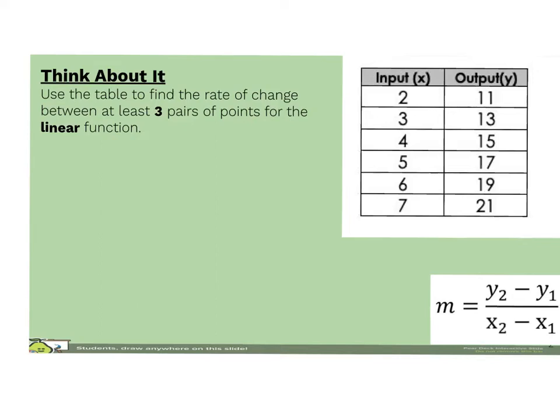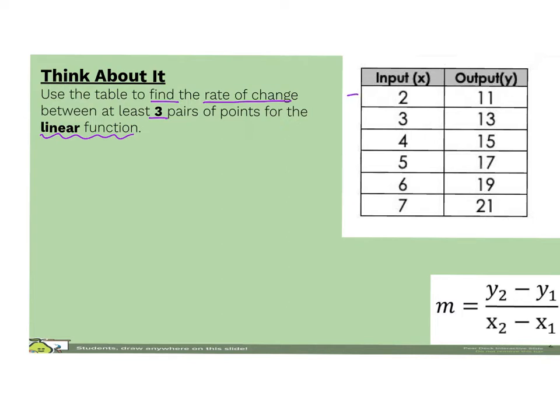Okay, so let's look at this, think about it. They want us to use the table to find the rate of change. Okay, we know how to do that. But it says between at least 3 pairs. So I'm finding the slope 3 times. And then they're telling me that this function is linear. So there should be some pattern that we see between these 3 rates of change to see what makes it linear. Why is that happening?